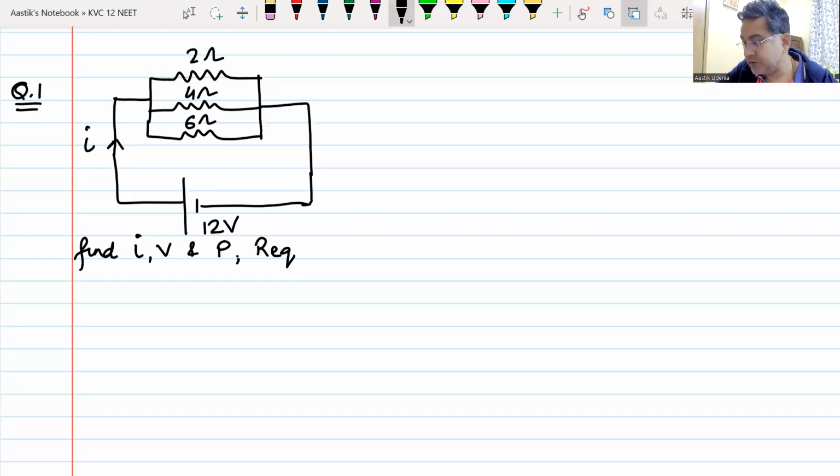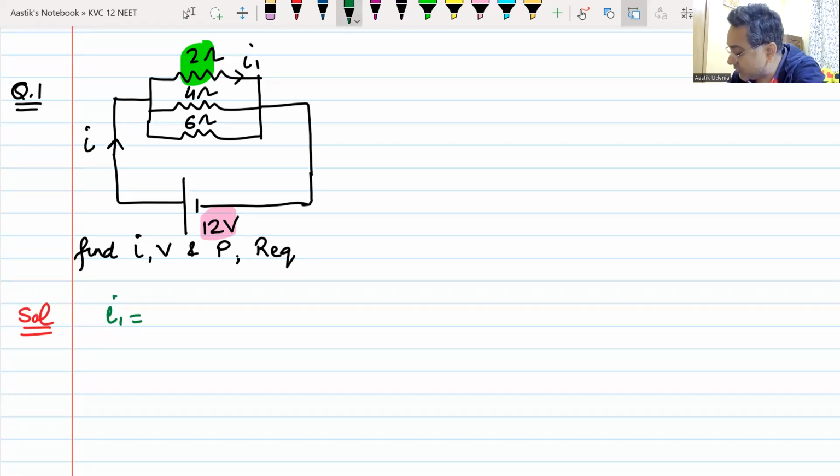Okay, so how are we going to do this? We can see that the battery is 12 volt, and the resistance here is 2 ohms. So I can find out the value of I1, the current which flows in this branch. What will be the value of I1? 6 amperes. I1, the green current, will be 12 divided by 2, which is 6 amps.